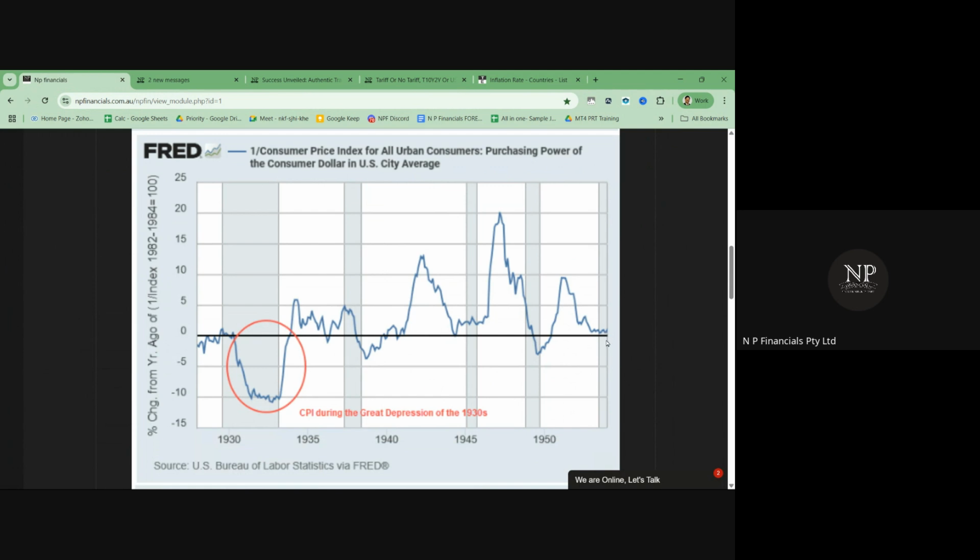If it is going down, we don't know. If it is going down, 1 divided by CPI, then we'll have depression. We don't know.